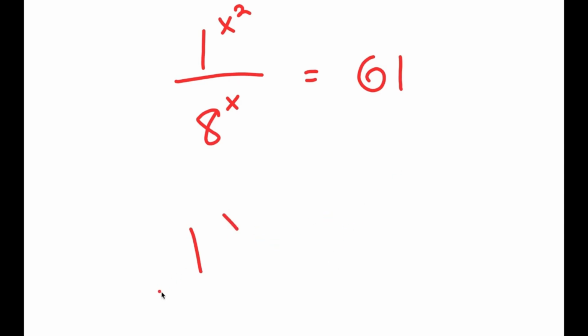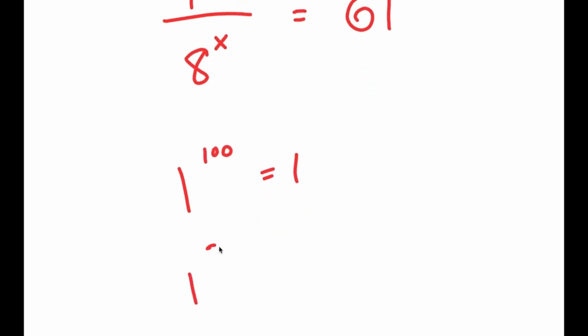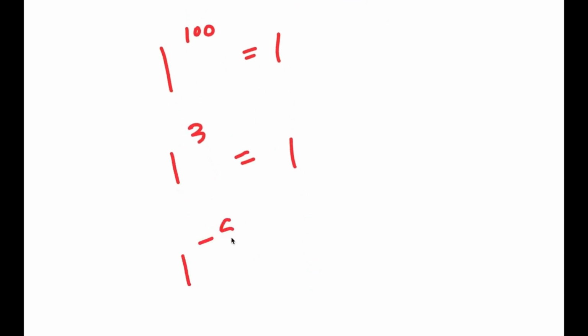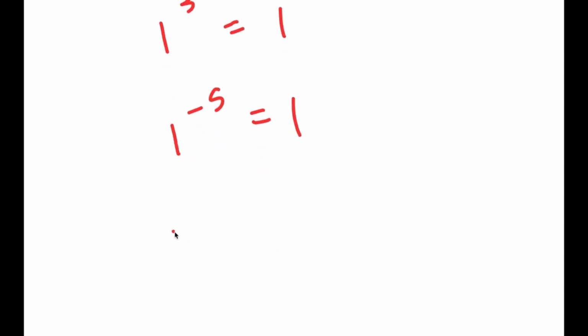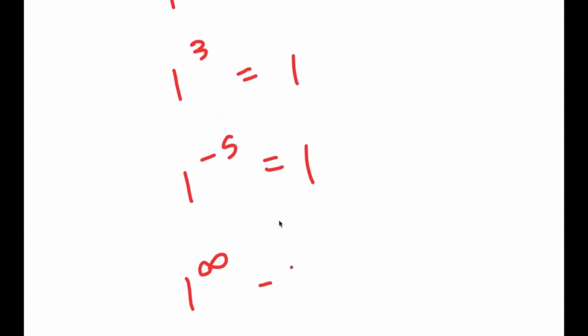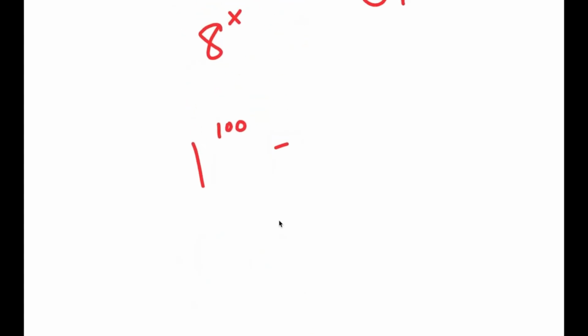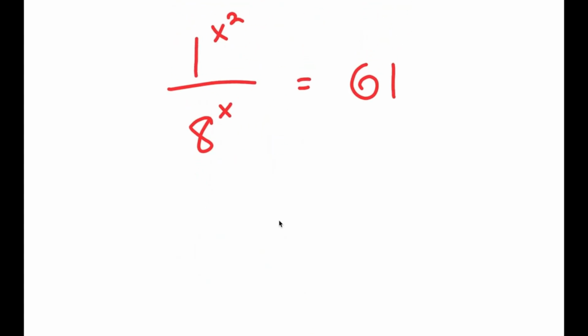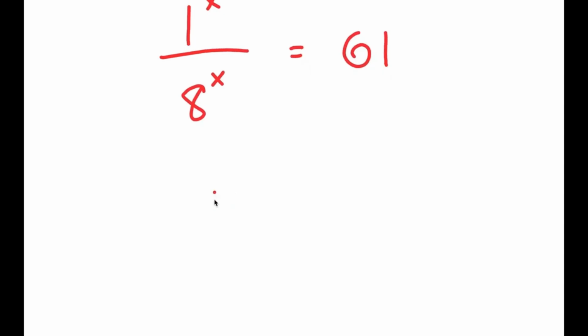You can do 1 to the power of 100 is equal to 1. 1 to the power of 3 is equal to 1. 1 to the power of negative 5 is equal to 1. Even 1 to the power of infinity is equal to 1. So, it doesn't matter what value x is, this value right here, our numerator, is going to be equal to 1. So, this turns into 1 over 8 to the power of x is equal to 61.